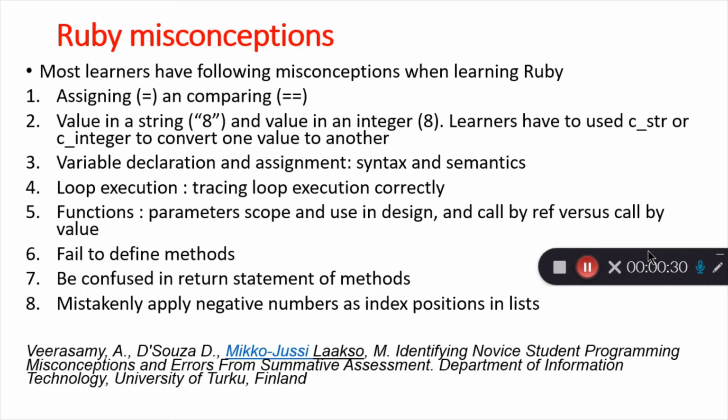3. Variable declaration and assignment, syntax and semantics. 4. Loop execution, tracing loop execution correctly. 5. Functions, parameters, scope, and use in design, and call by reference versus call by value. 6. Fail to define methods. 7. Be confused in return statement of methods. 8. Mistakenly apply negative numbers as index position in list.